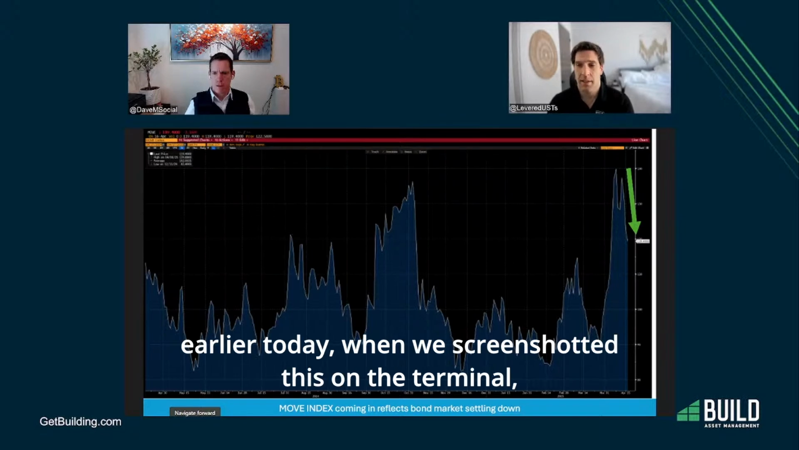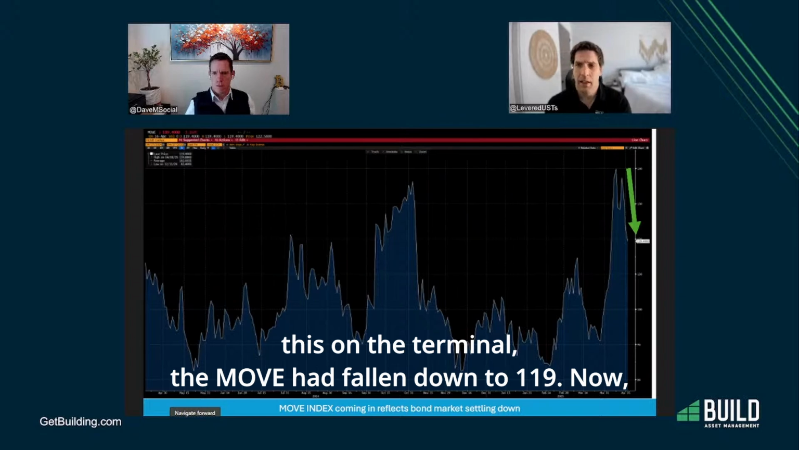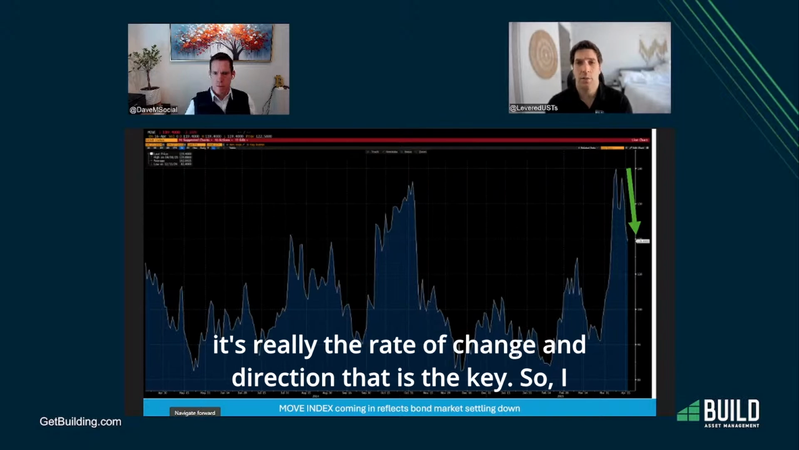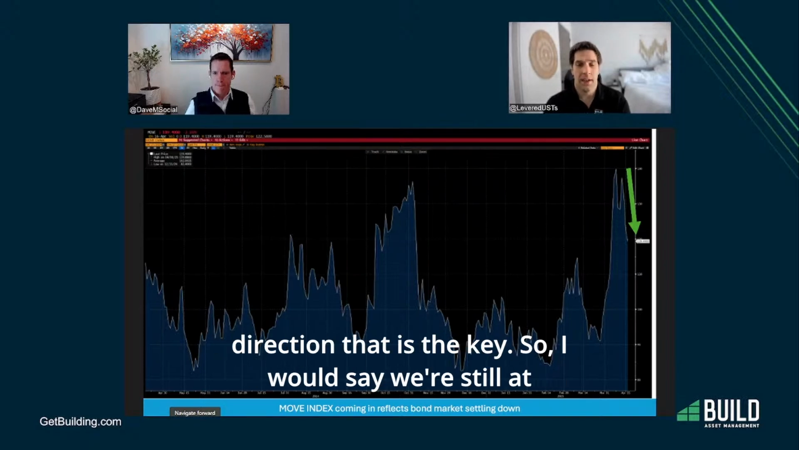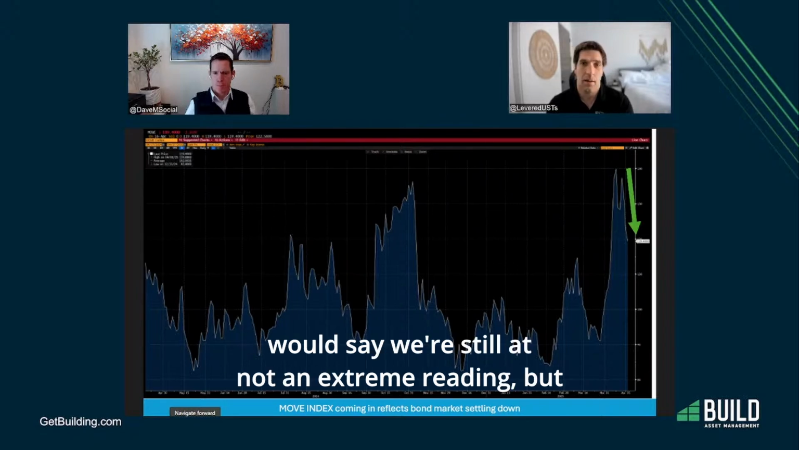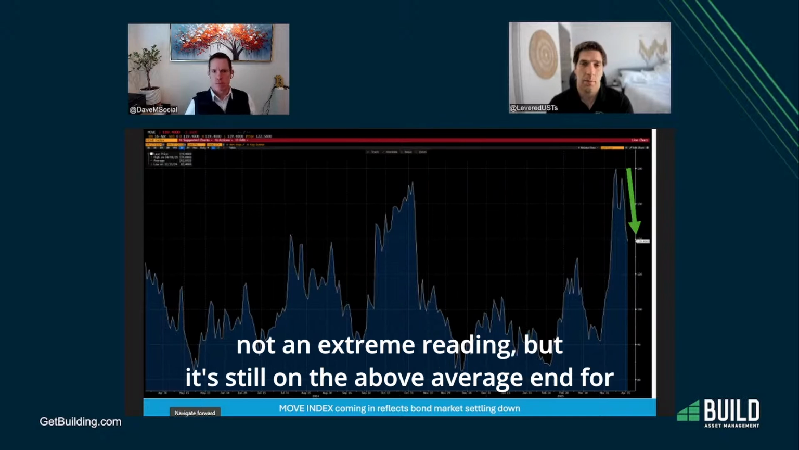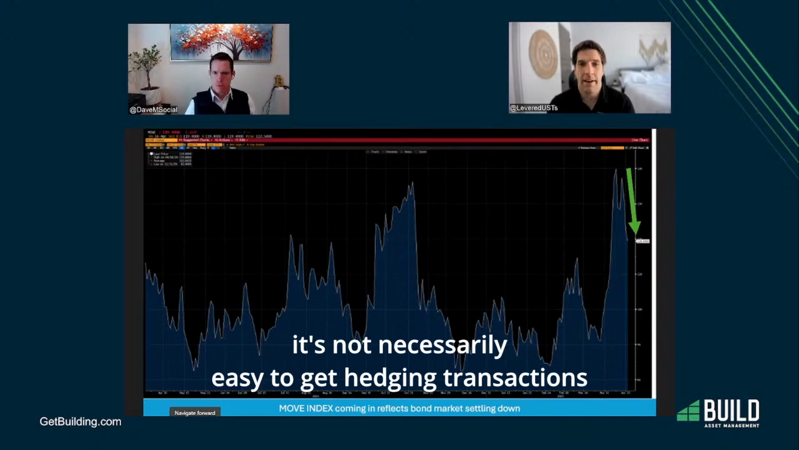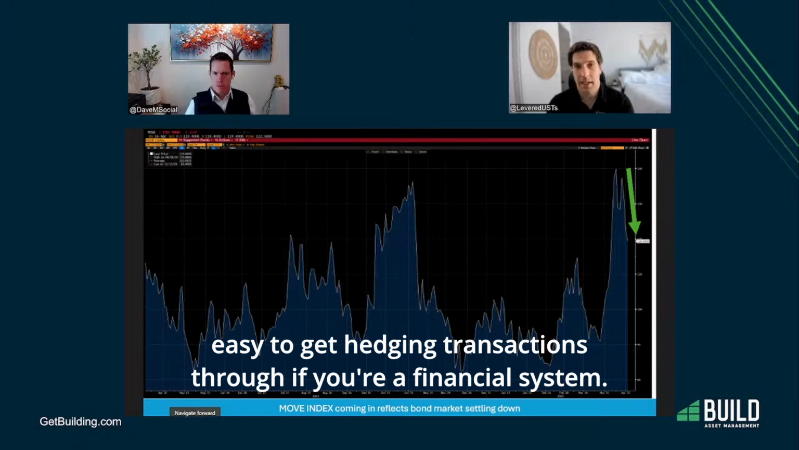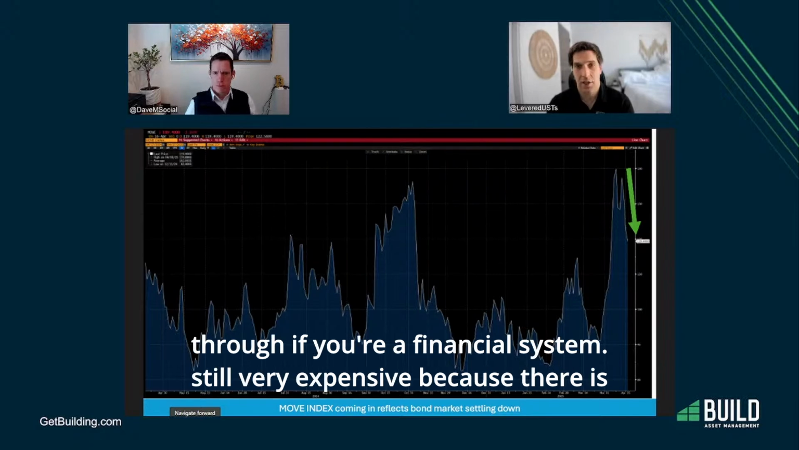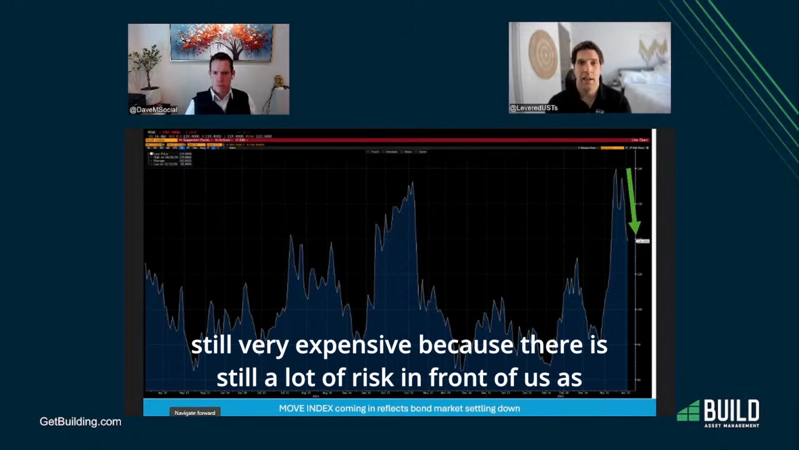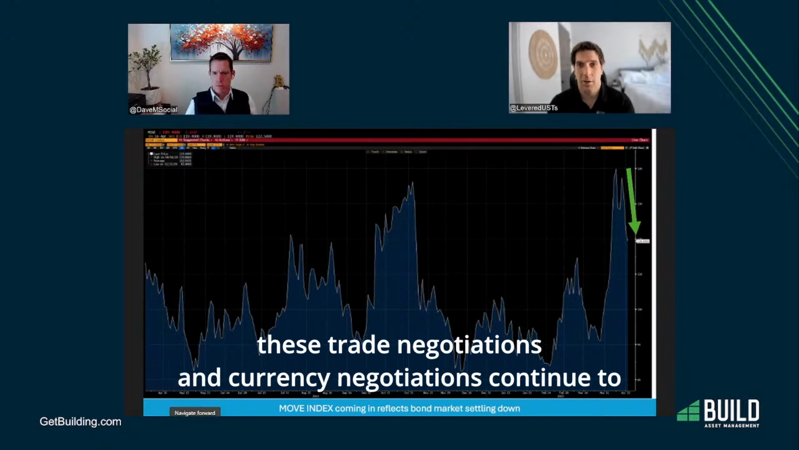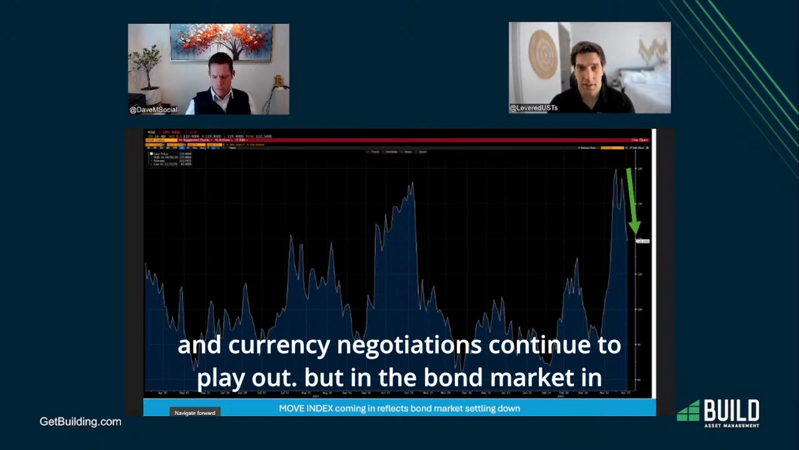As of earlier today, when we screenshotted this on the terminal, the Move had fallen down to 119. Now that's still a very high level, but it's really the rate of change and direction that is the key. So I would say we're not at an extreme reading, but it's still on the above-average end for sure. It's not necessarily easy to get hedging transactions through. If you're a financial system, it's still very expensive because there is still a lot of risk in front of us as these trade negotiations and currency negotiations continue to play out.